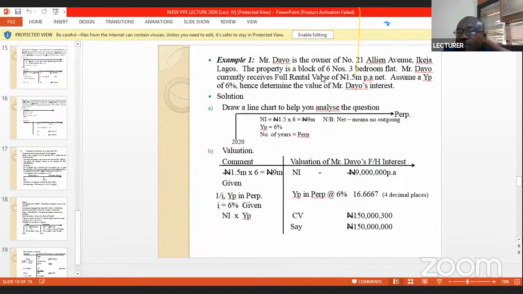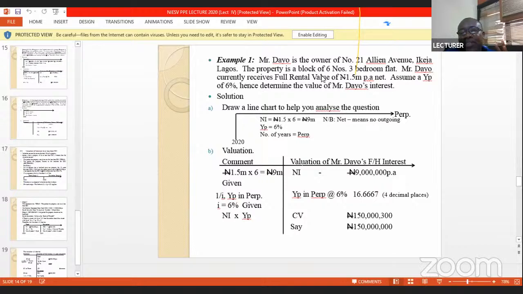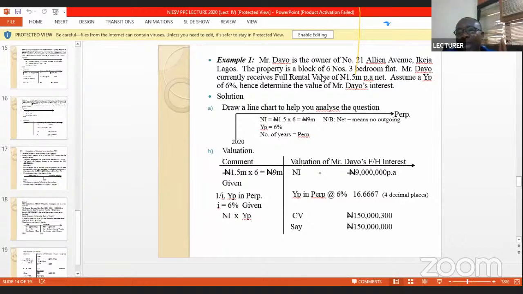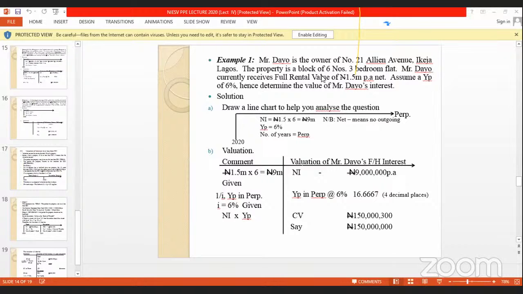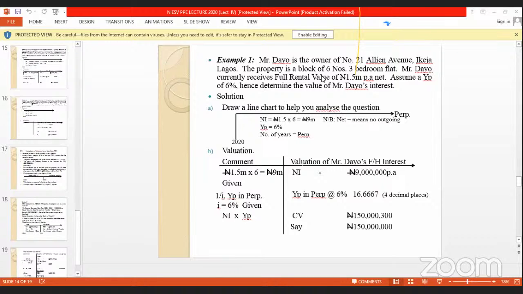That is the problem. There are 4 YP tables. One is YP in perpetuity. Another one is YP single rate. Another one is YP of a reversion to perpetuity. Those 3 must be used to value the landlord's interest. Whenever you are using those 3, it must be for the landlord. It is not used for the tenant. It can never be used for the tenant. Are you listening? Yes, sir.